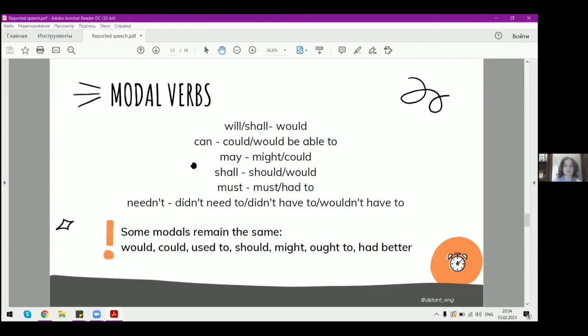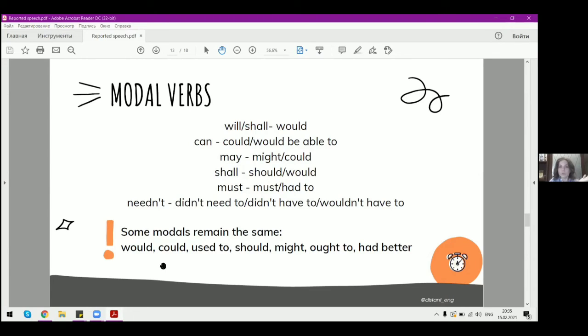Must is also rather tricky because it can be not transformed or can be transformed into had to, because the meaning is just the same. What about needn't? Here we go. A lot of stuff to transform into past simple and past perfect if we need it. But still, there are some of them that stay the same, that just can remain.